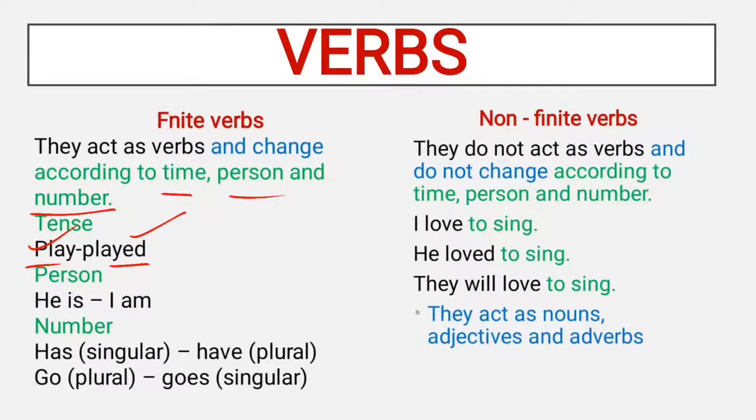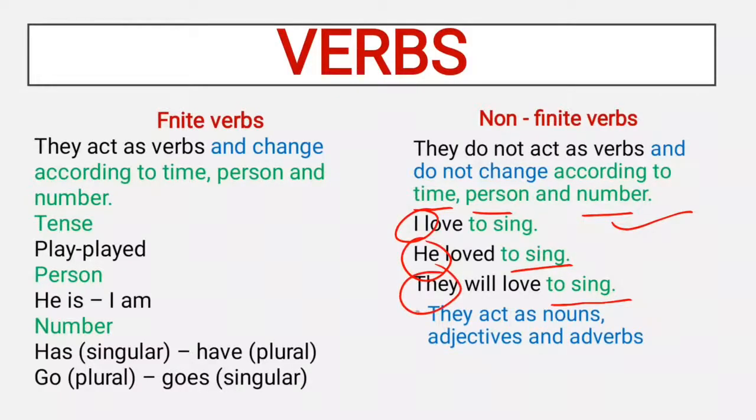But when we look at the other side, we will notice that these verbs do not change according to time, person, and number. I love to sing. He loves to sing. They will love to sing. Here, the infinitive to sing is not changing with person, I, he, or they. It is not changing with tense also.